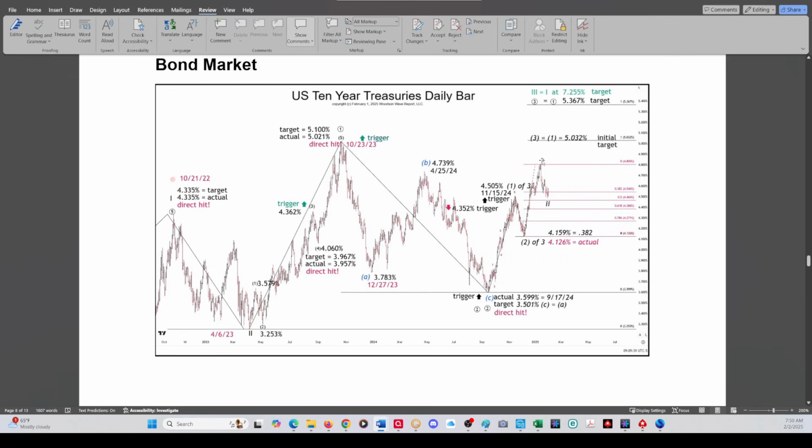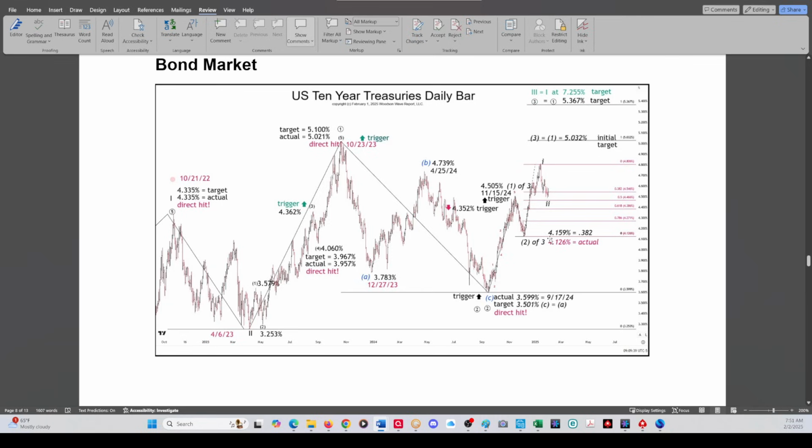Okay, so this 1 up is wrong if this move down goes below here, this 2 with parentheses, or 4.126%, okay? And at 3, where is that 3 wrong if it goes below this low here, okay? So we've got our parameters to the upside and downside.